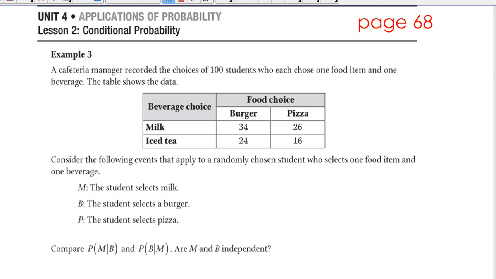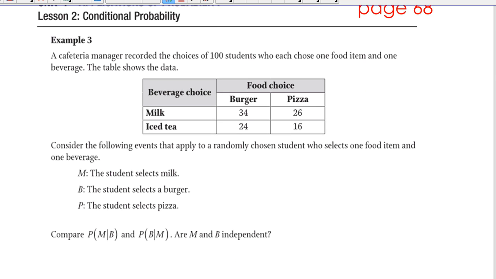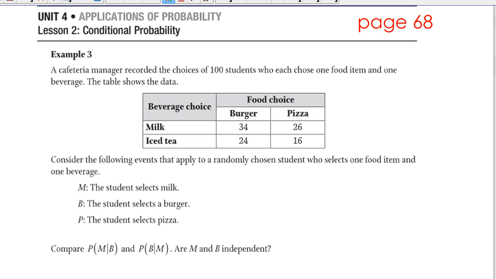So the last one, example number 3, we're kind of going through the same thing. So if you, again, want to pause it and read through it and see how you're doing. So you guys, this isn't like, I'm sure you've noticed, this isn't like, oh my God, all this new stuff. We're just putting it all together and using a different way of supporting the data than we have before. Okay. So for example number 3, it says a cafeteria manager recorded the choices of 100 students who chose one food item and one beverage.